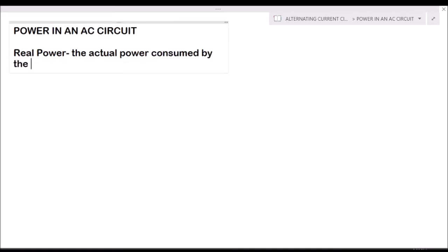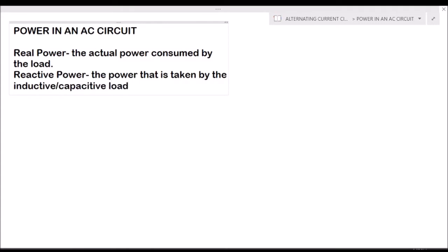Okay, so now we'll be discussing power in an AC circuit. There are three types of power in an AC circuit. First, we have the real power. So the real power is the actual power consumed by the load. Then we have the reactive power.